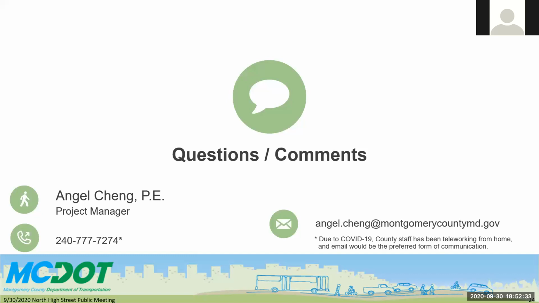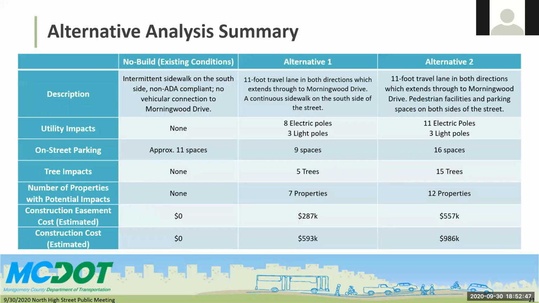So it looks like a comment here seeking clarification. The picture that you showed earlier for the crash analysis shows Morningwood, but all the crash analysis is for Georgia Avenue and North High Street.